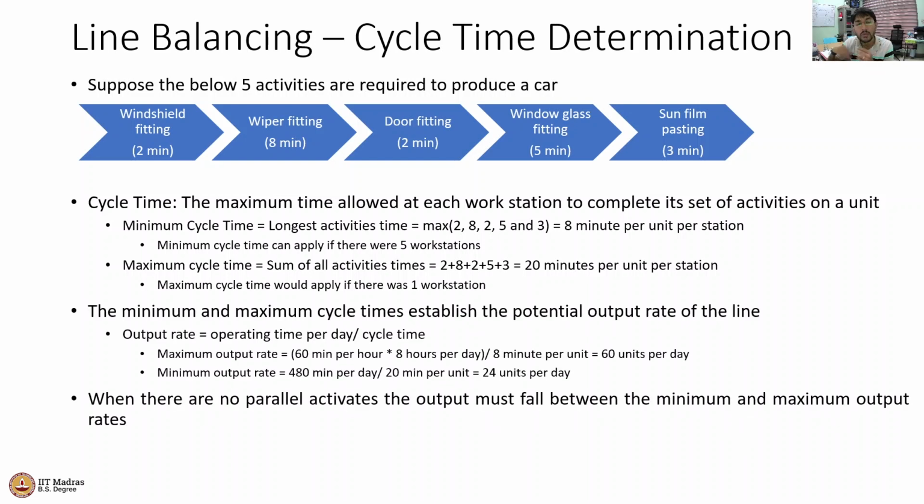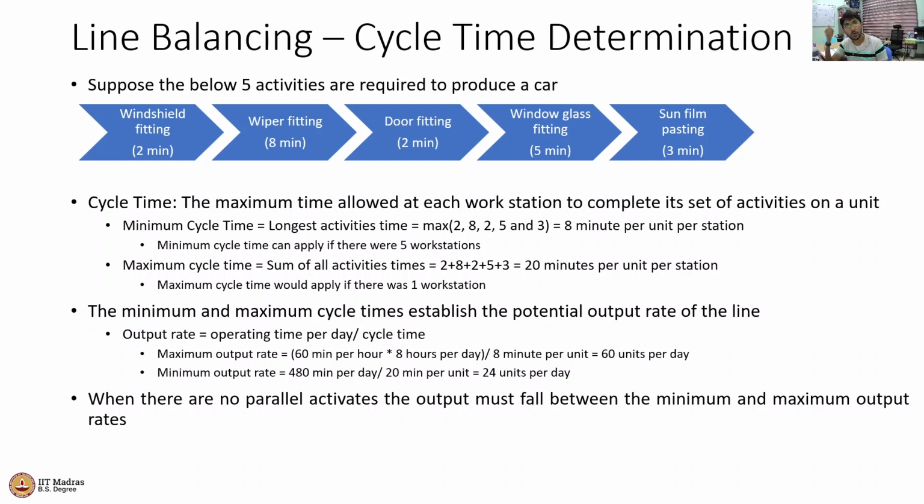And once you have determined the minimum and maximum cycle time, then you can determine the minimum and maximum output rates that are possible. The maximum output rate is basically the total working time that is available divided by the time per station, which is the cycle time.